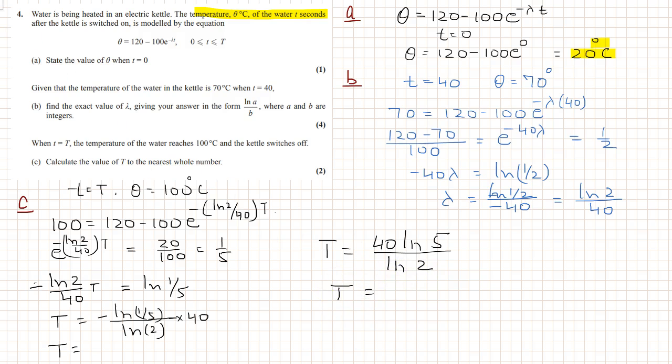So T will be 40 multiply 2.3219, so T will be 92.87. So to the nearest whole number T will be 93. That's all for today.